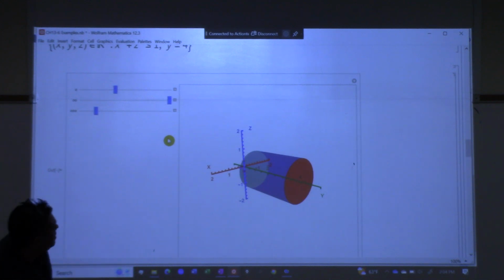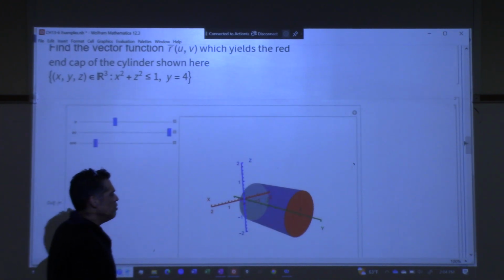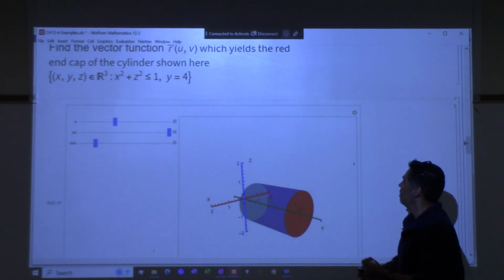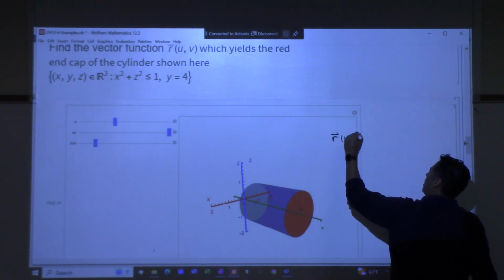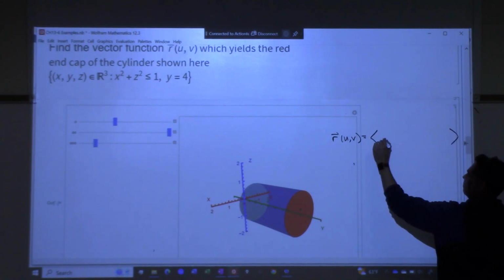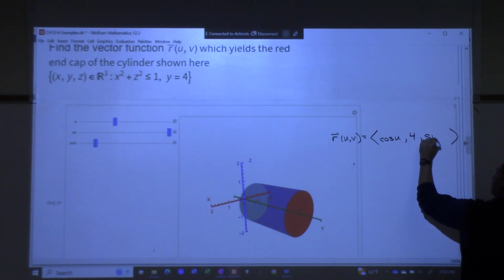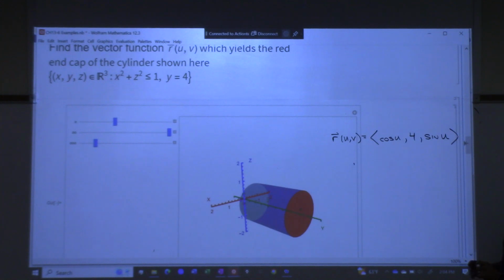It's the same exact cylinder we had just a moment ago, but I don't want the actual cylinder, I just want that red end cap. You want to go for it? It would be the same, so I think instead of V, you would just have 4. Let's see. Yeah, so when you say same, what do you mean? Cosine U, 4, and sine U, close.